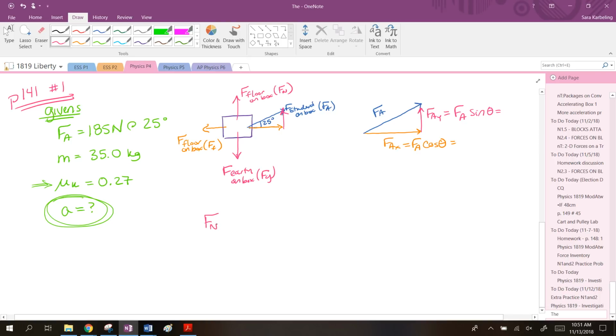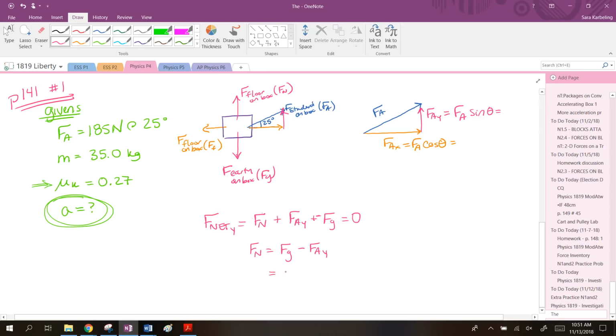So F-net in the y direction, so we're going to look at everything that's acting in the y direction. It looks like I've got a normal force acting in the y direction. I've got an applied force in the y direction. That one is positive, so I'm going to leave that positive. And I've got Fg. That one's pulling down, so I'm going to put a negative sign. Adding those three up, they have to add up to 0 because the box is not going to accelerate in the up and down direction. So I can say that Fn is equal to Fg minus Fay.